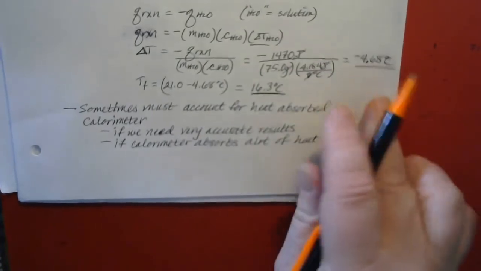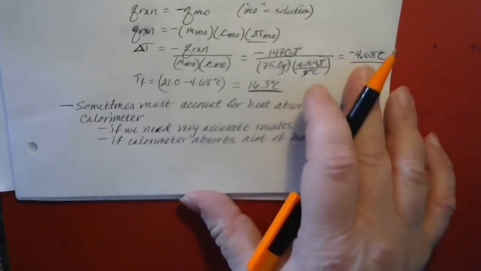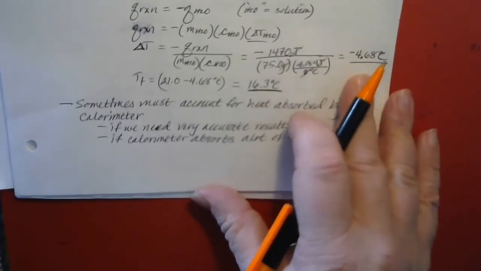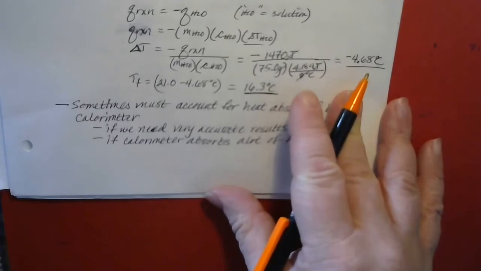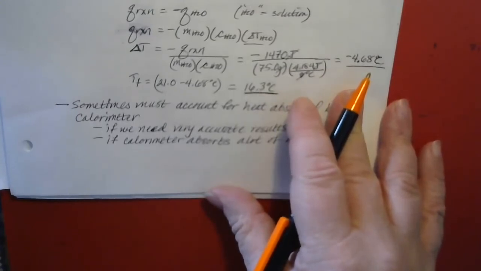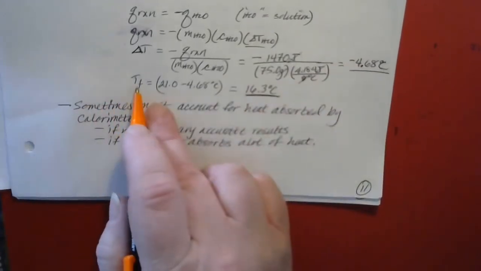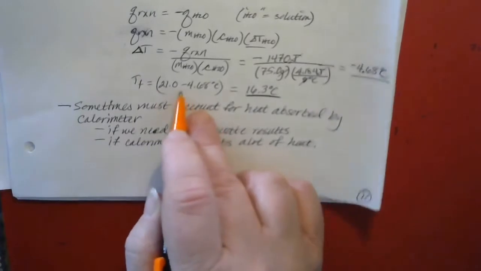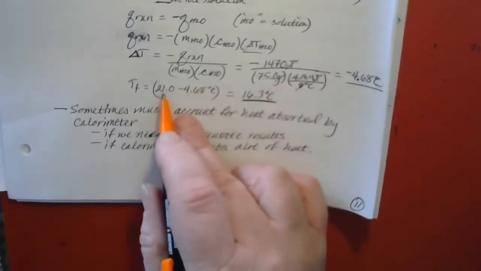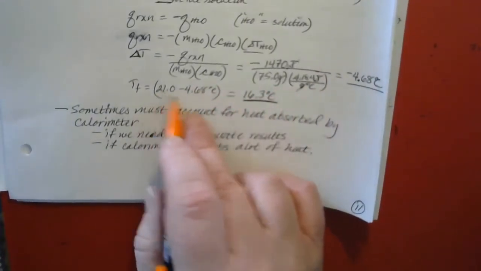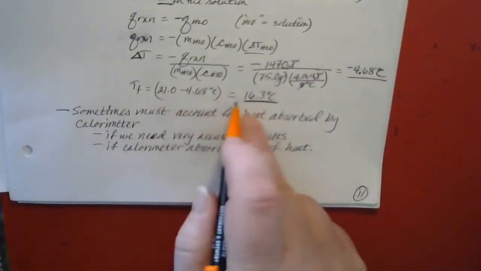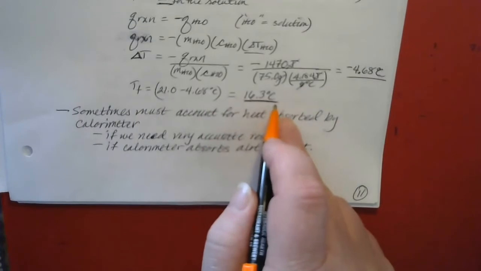And that may not sound like very much, but actually, remember, each degree Fahrenheit is about half a degree Celsius. So 4.68 degrees Celsius would be over 10 degrees Fahrenheit for the change in temperature. So let's see, the final temperature would be the initial temperature plus the change in temperature. Initial temperature was 21 degrees. The change in temperature was minus 4.68. So our final temperature is 16.3 degrees Celsius.